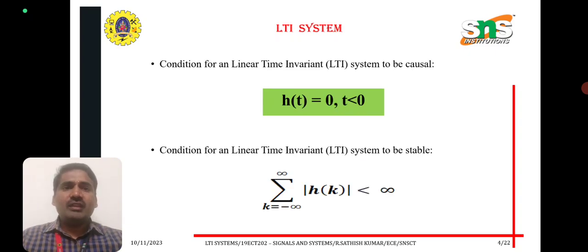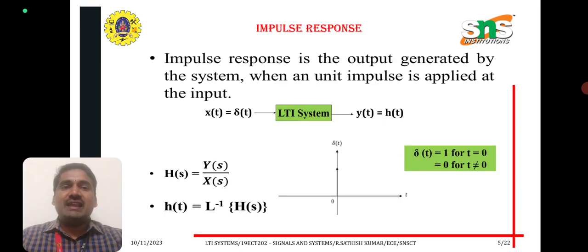Condition for a linear time invariant system to be causal: h of t is equal to 0 for t less than 0. Condition for a linear time invariant system to be stable: summation k equal to minus infinity to infinity, modulus of h of k should be less than infinity.